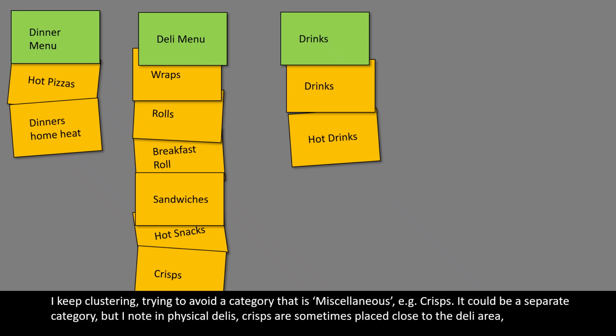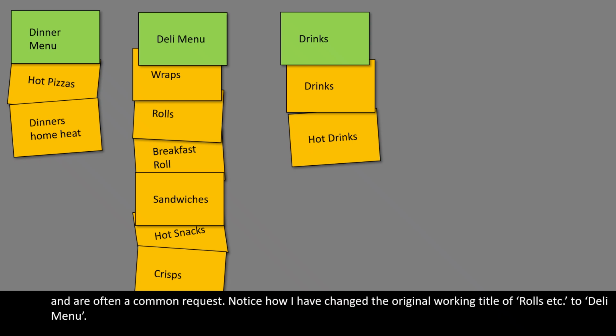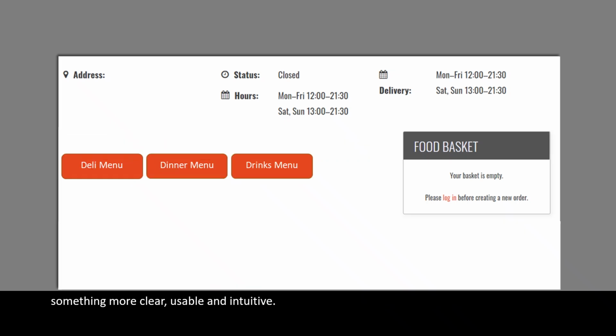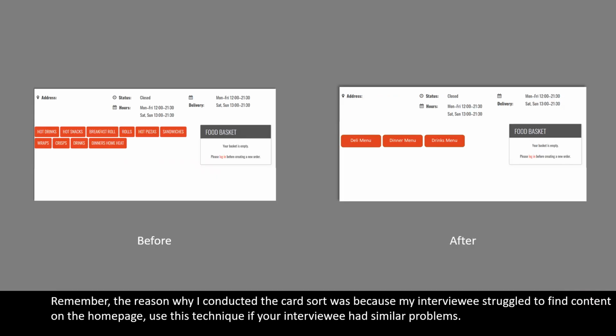For example, crisps. It could be a separate category, but I note that in physical delis, crisps are sometimes placed close to the deli area and are often a common request. So notice how I've changed the original working title of rolls, etc. to deli menu. The design outcome derived from the card sort changes this complex navigation to something more clear, usable, and intuitive. Remember, the reason why I conducted the card sort was because my interviewee struggled to find content on the homepage. Use this technique if your interviewee had similar problems.